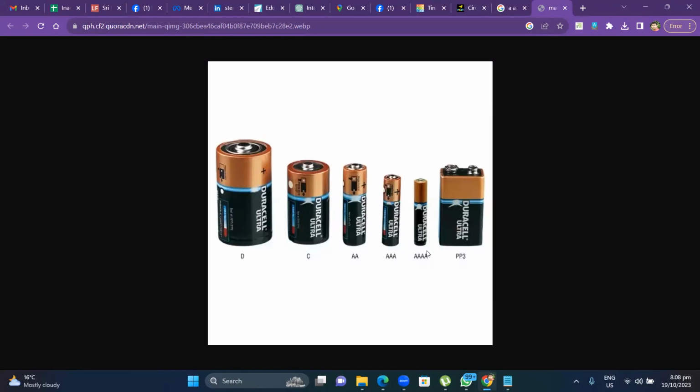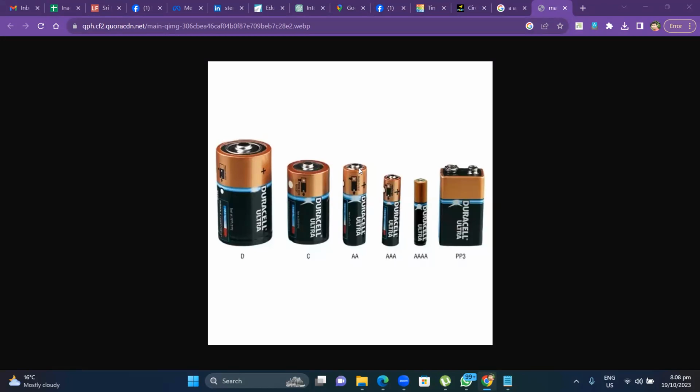Then there are 4A batteries. I found a 9 volt battery. Okay, the 9 volt battery is this. This is a PP3 battery, right? And the AA battery is this. And there are C or D type batteries. This is AA, double A.